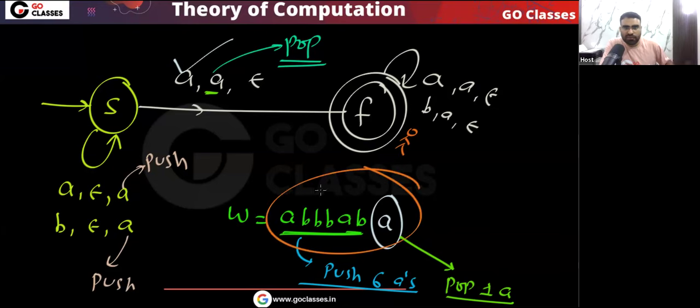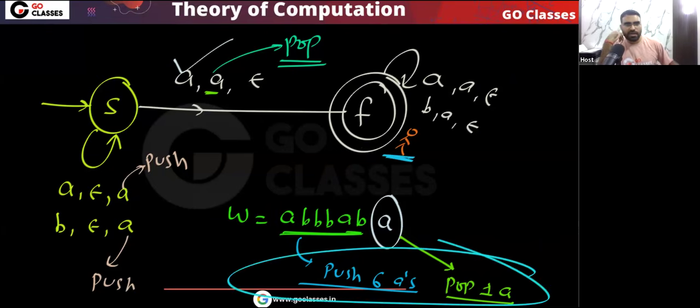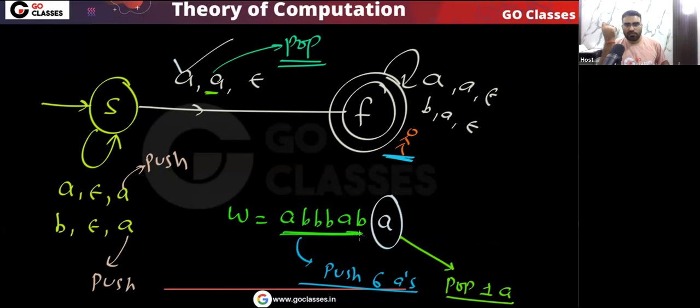Because now I am in the final state, at the end I am in the final state, so this string is actually accepted. Now you tell me, in the final state, what more can I consume? Can anyone tell me? I have 5 A's in the stack.